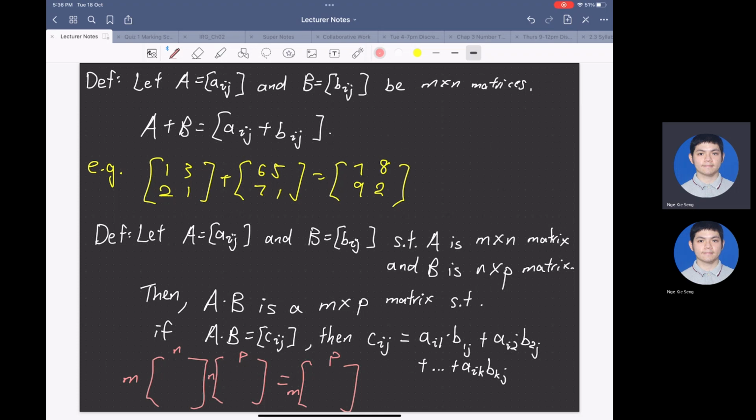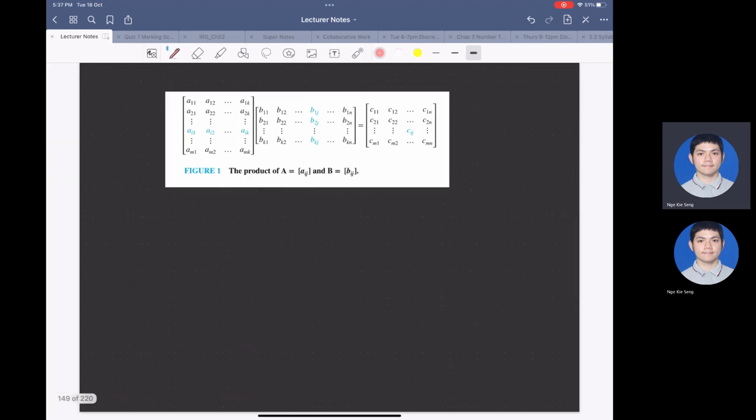N by n and n by n, n by p, and then you get... So where's my picture here? Okay, so this is the picture here. You take the row and the column, get the row and the column, row and column. So you see that the last entry here will agree with the starting entry. Yes, similarly here.